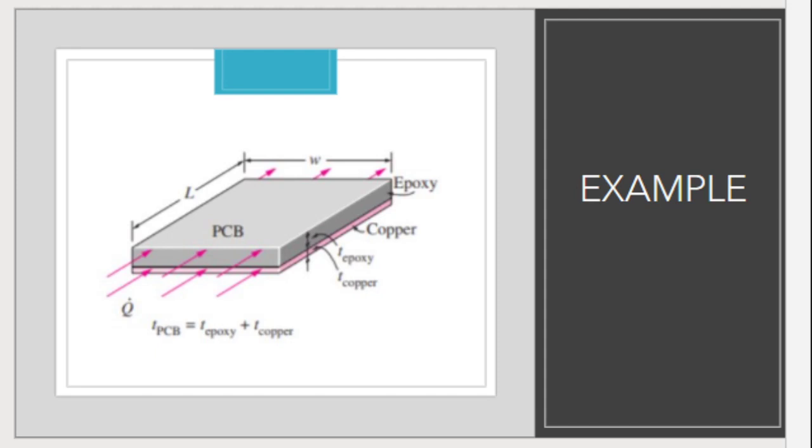Now let us take an example of a PCB, and here you can see the diagram of that PCB. The Q indicates the heat transferring from this side to the opposite side. The upper layer is epoxy and the lower layer is copper. T epoxy is the thickness of the epoxy layer and T copper is the thickness of the copper layer, and the thickness of the whole PCB is equal to T epoxy plus T copper.